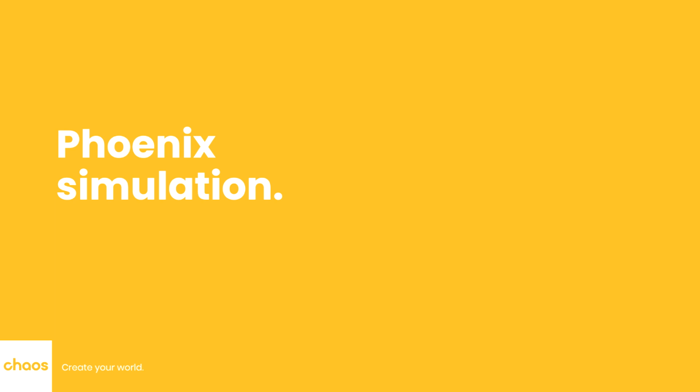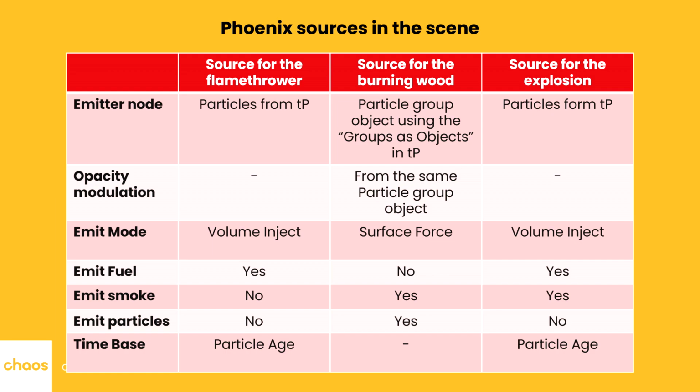With the completion of the rigid body simulation, destruction effects, and particle generation, we now have the necessary elements to integrate them into a fluid simulation using Phoenix. There are 3 Phoenix sources in the scene, one for the flamethrower, one for the burning wood, and one for the explosion. Note that both the flamethrower and explosion use particles as emitter nodes, while the burning wood uses the object as an emitter, so that the fire opacity can be modulated through the same object. We will discuss some key settings for each of them.